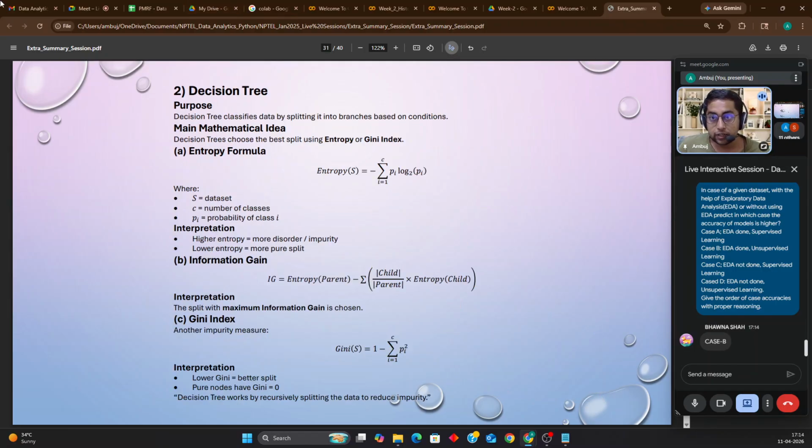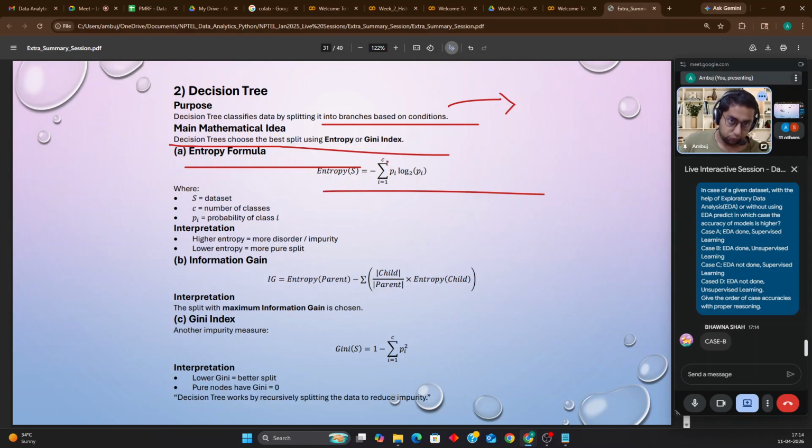In case of a tree, the decision tree will try to split the data into branches based on conditions. The mathematical idea is that decision trees choose the best split using entropy or Gini index. The entropy formula is like this: entropy is the summation of i equal to 1 to C, where C is the number of classes, of Pi multiplied by log base 2 of Pi.